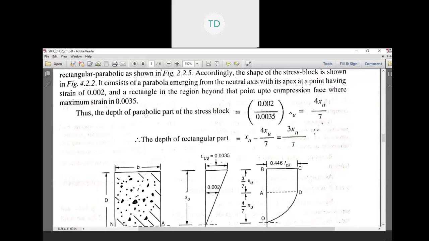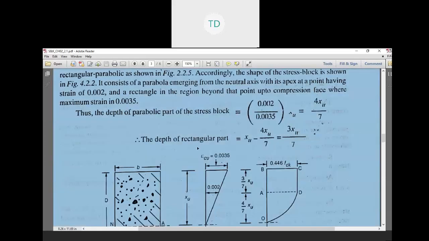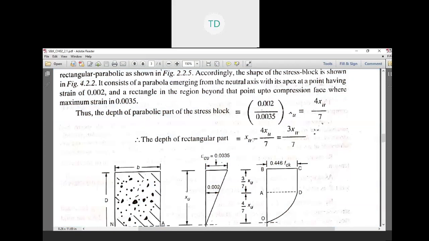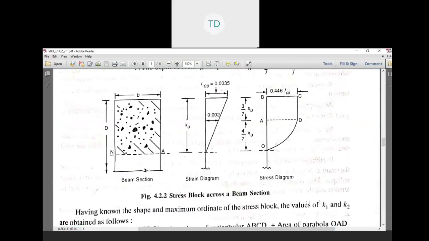Thus, the depth of parabolic part of the stress block is equal to 0.002 divided by 0.0035 into XU, which is equal to 4 XU divided by 7. It is not raised to XU, it's about XU. The depth of rectangle part is equal to XU minus 4 XU divided by 7, which is equal to 3 XU divided by 7. Stress blocks across a beam section.